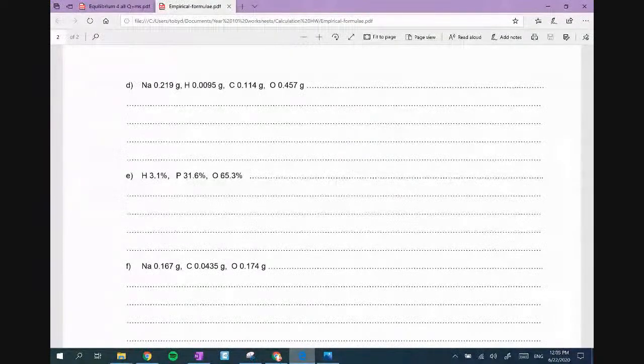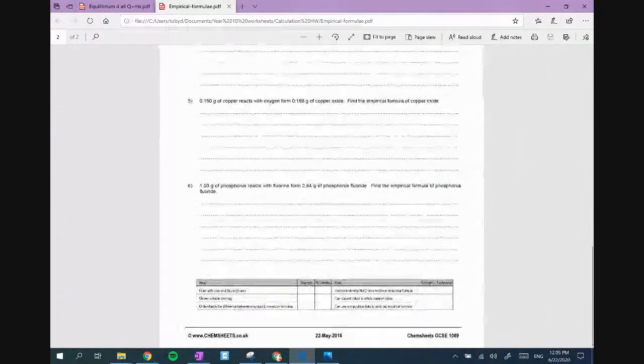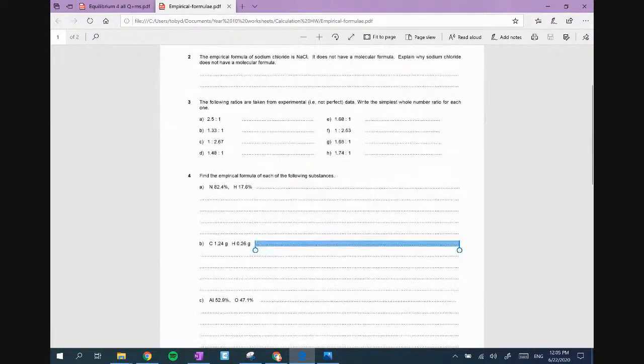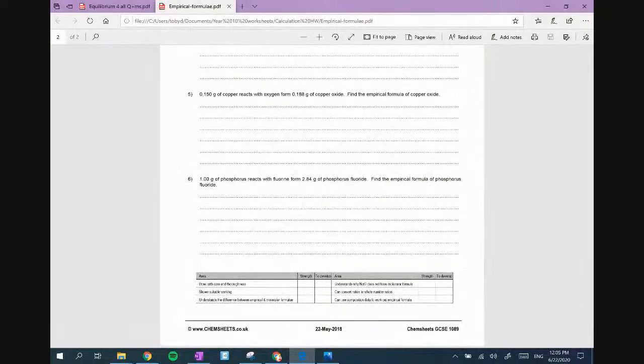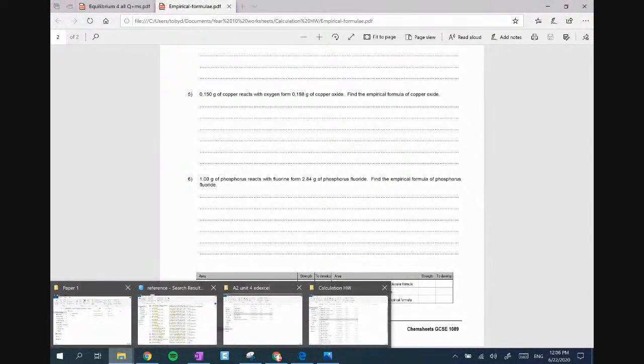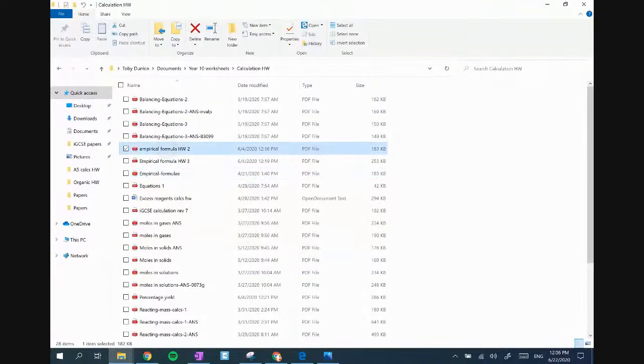So find another question on my sheet. That's actually not a good one for this. That's a bit irritating. Let's try a different one. I'm definitely going to have one. I had loads of empirical formula homeworks.